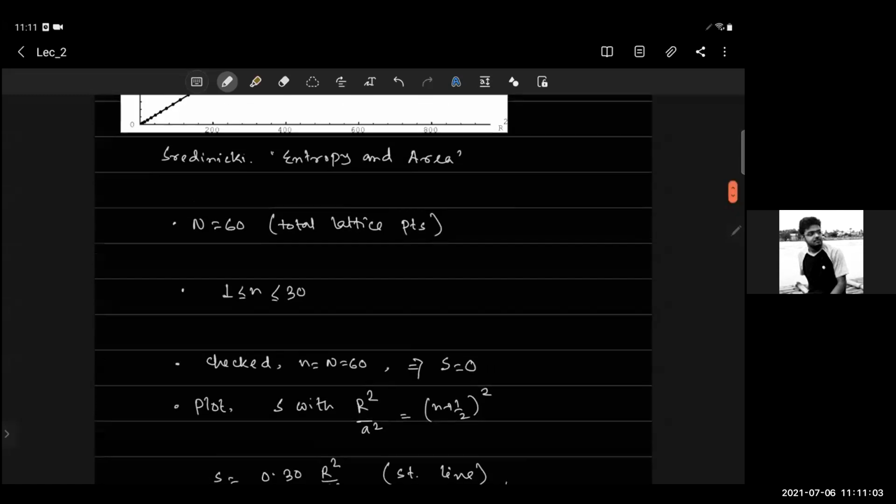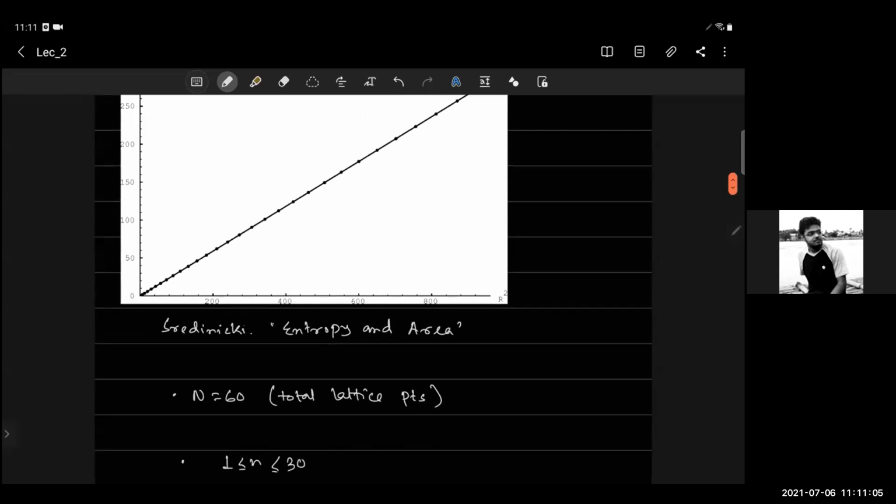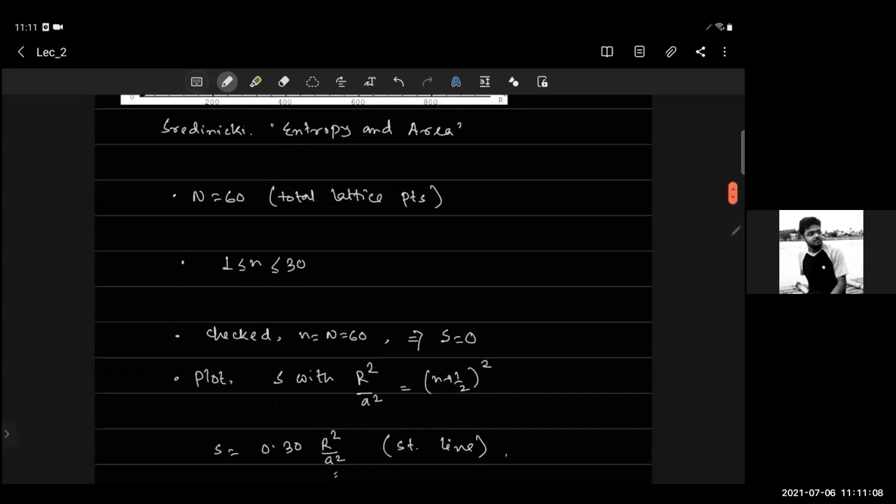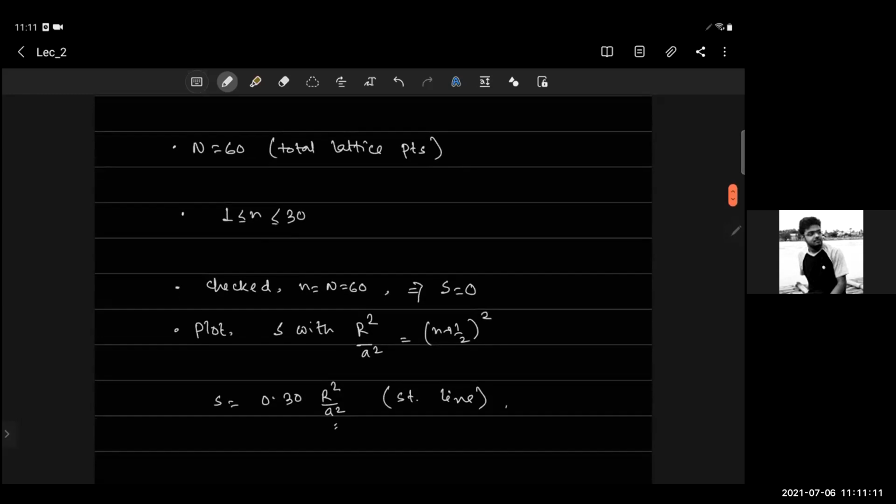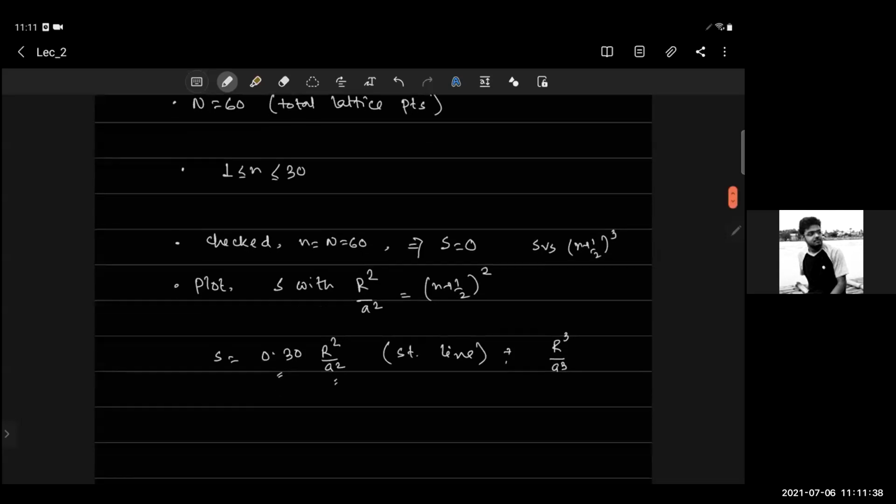So this shows that it follows the area law. And you would say, I mean, why? There could be other terms. If you plot it with R cubed over A cubed, which is S versus N plus half cubed, you'll get a number which is significantly smaller than 0.3. So therefore, in the leading order, it follows the area law, and therefore the subleading term. Any question?